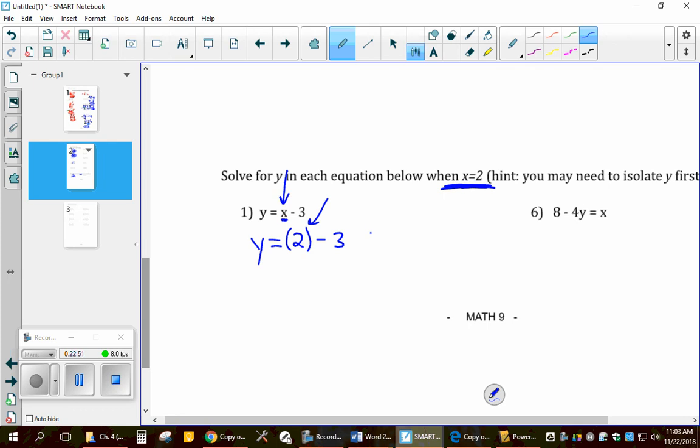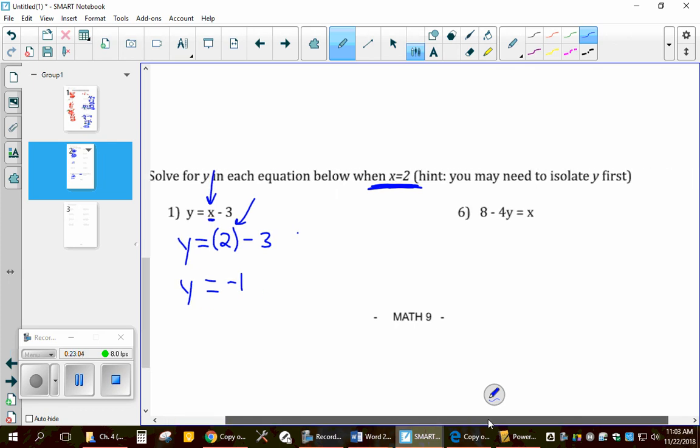So y is equal to, so what is 2 minus 3? Well, you're at 2, and then you go 3 to the left. You're now at -1. All right, I'm going to do 6, too, while we're at this. The other ones are on the other page.